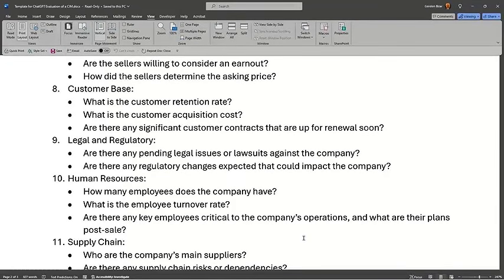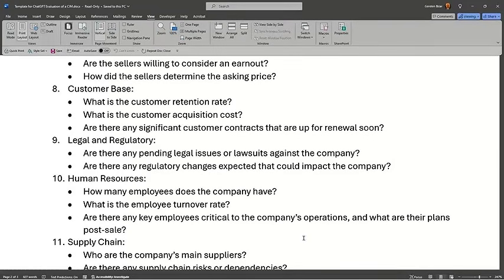Are there any significant customer contracts that are up for renewal soon? Okay, if it's not in the CIM, we want to know that. So we're going to have to ask the seller that question and it'll be part of our due diligence to check and make sure that there are no big contracts that are ending soon, that once that contract ends, all that beautiful income that's been supporting them for the last year or 2 or 3, it's just gone and there's nothing there to replace it.